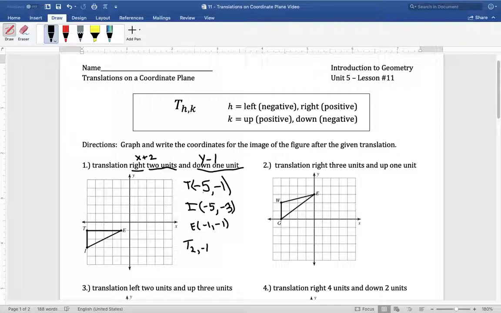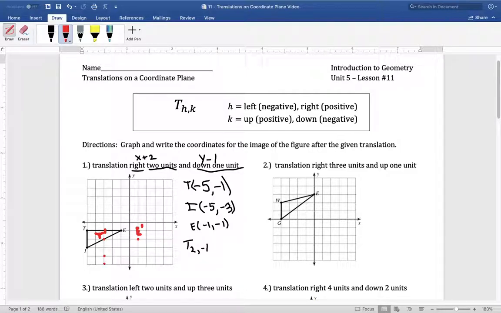So this new point T, which started here, is going to go 2 to the right and down 1 unit. I'm going to use red so you can see me here. I'll just put a dot there. That's going to be our T prime. You can count these really easily. And then E is going to go 2 units to the right and 1 unit down. So 1, 2, and then 1 down. This is E prime. And then we have I prime, 2 to the right, 1 unit down. It's going to be right here.